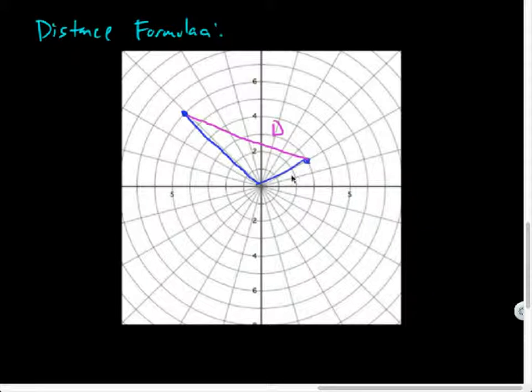So this point would be, say, r2 comma theta 2. And this, actually, do I want it that way? No, we'll label this r1 comma theta 1. And this would be r2 comma theta 2.